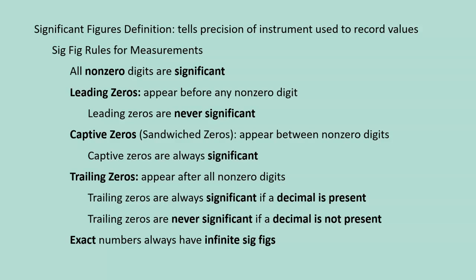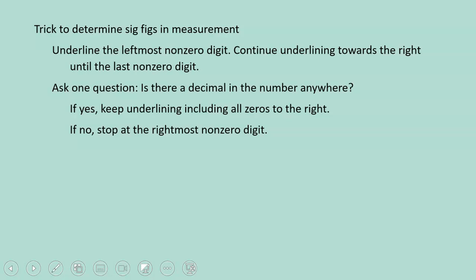Now, you're welcome to use the rules that are listed, but I'm going to show you a trick to determine sig figs in a measurement. We're going to underline the leftmost non-zero digit and continue underlining until we get to the rightmost non-zero digit. Then we're going to stop and ask one question: do I see a decimal anywhere? It doesn't matter where. If so, I'm going to underline all the way to the right, including the zeros. And if not, I'm going to stop at that rightmost non-zero digit. Let me show you how this works.